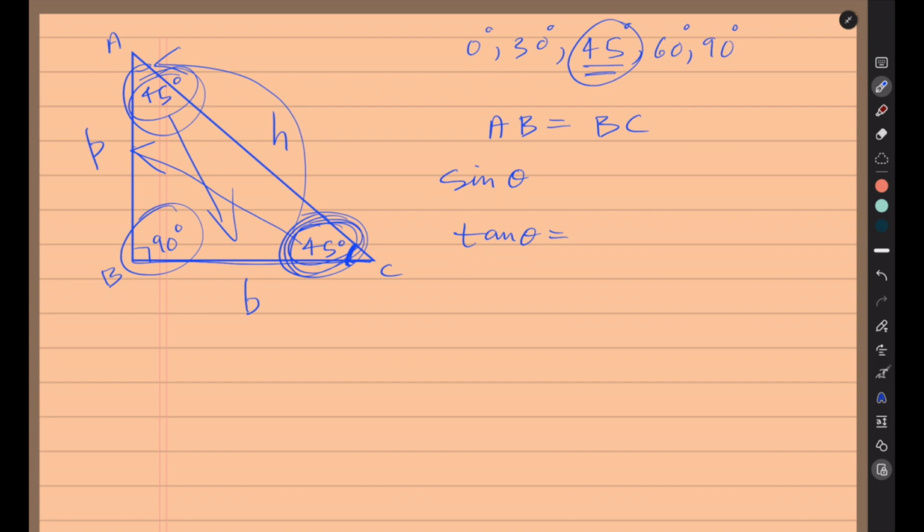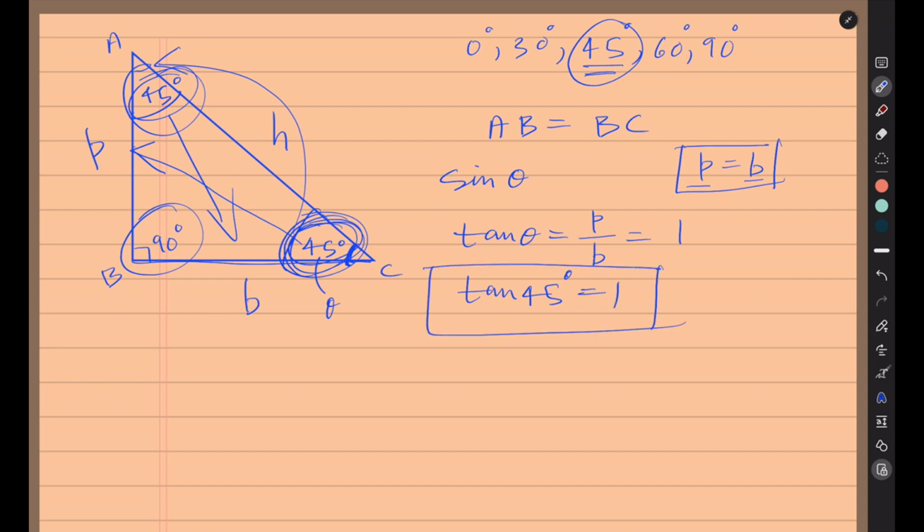But we know that P is equal to B. Why? Because these two angles are also the same. So when angles are the same, then the sides also need to be the same. So what will be the value of tan theta? We know P is equal to B, so that will be basically equal to 1. So tan 45 degree will be equal to 1.